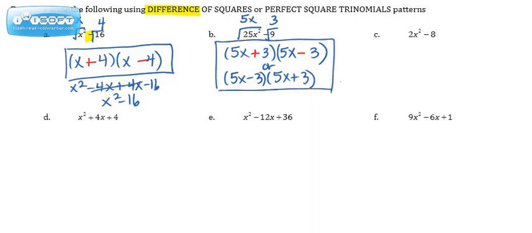Okay? So now moving on to part C. First thing I notice is 2 is not a perfect square, and neither is 8. So I can't automatically use the difference of squares. But what I do notice is that I can factor out a GCF of 2, so I get x squared minus 4. Now, I look at x squared minus 4. I have no middle terms, so can I take the square root? And the answer is yes. Square root of x squared is x. Square root of 4 is 2. So this is going to factor to 2 times the quantity of x plus 2, x minus 2.